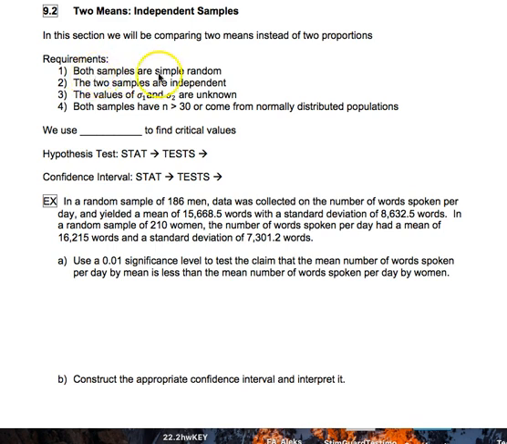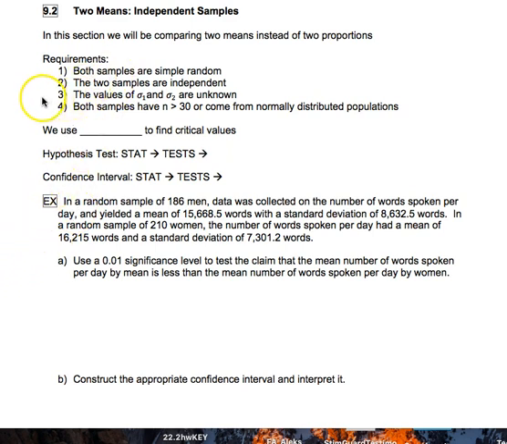So both samples are simple random. The two samples have to be independent from one another, meaning that there is no grouping between them. One doesn't affect the other one. The values of the population standard deviations are unknown. And both samples have to either have their sample size be greater than 30 or come from normally distributed populations.